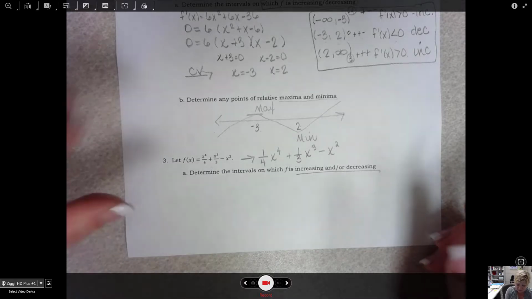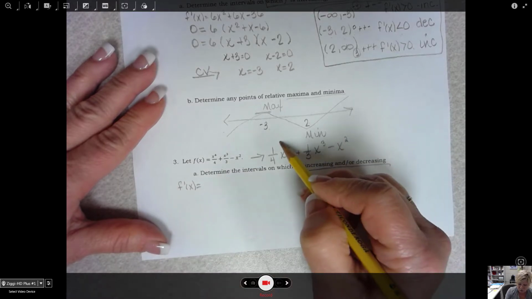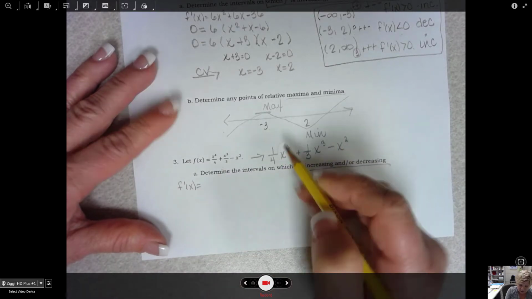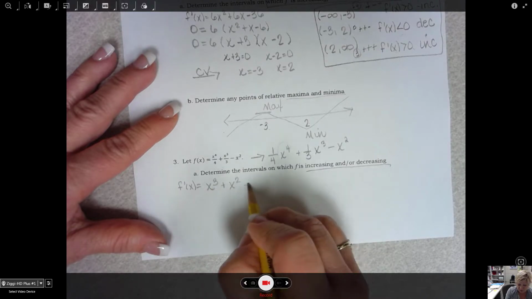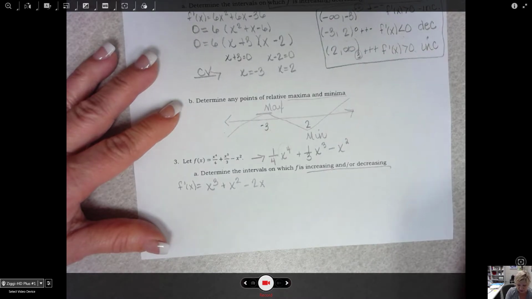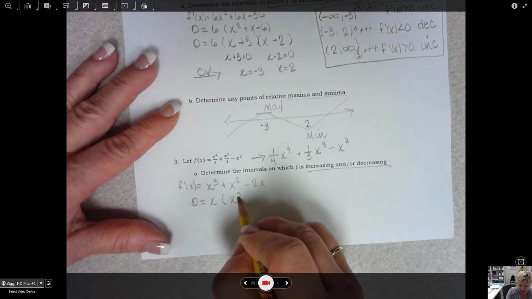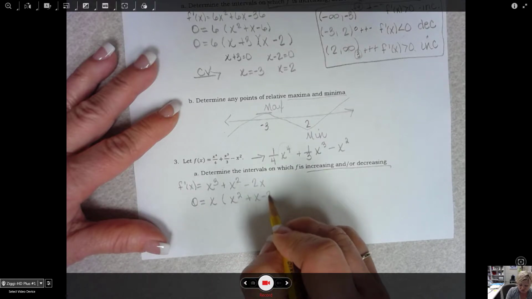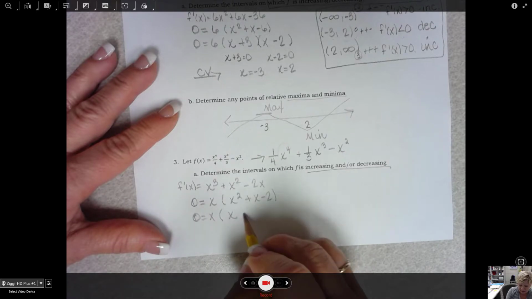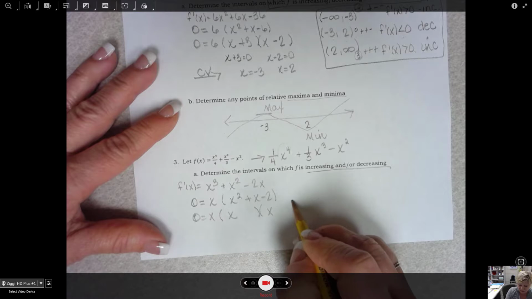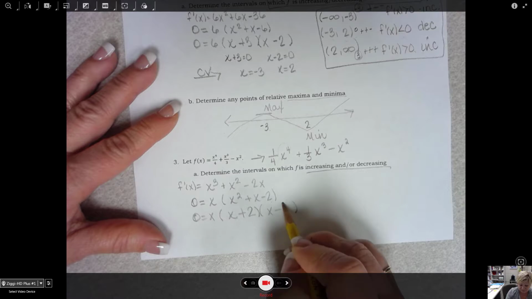First derivative again. My first derivative would be 1/4 times 4 is 1. So x cubed plus x squared minus 2x. That's my function. Set it equal to 0. And I factor out an x. And then I factor the trinomial. X and x, different signs. And 1 times 2, the larger is positive.